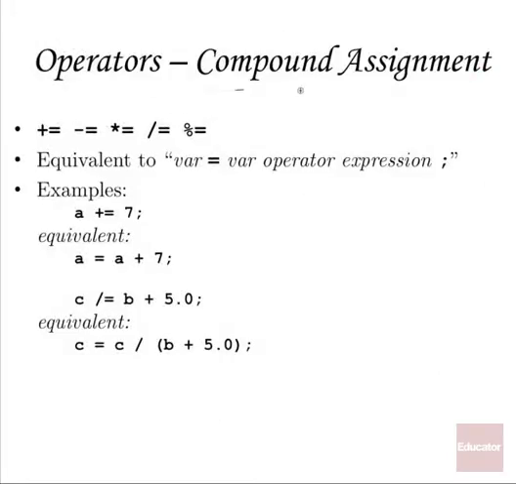Now we have compound assignment. In C and C++ you have this. You don't have to say A equals A plus 7. You can say A plus equals 7. So you've got 5 of them. You've got plus equals, minus equals, multiply equals, divide equals, and remainder equals. And they each do the same thing.